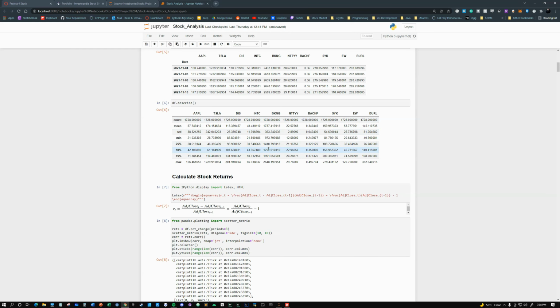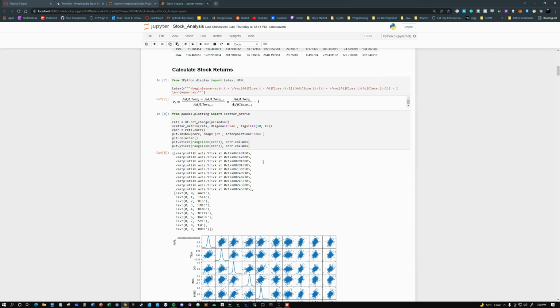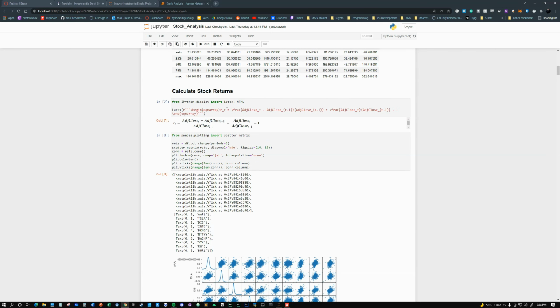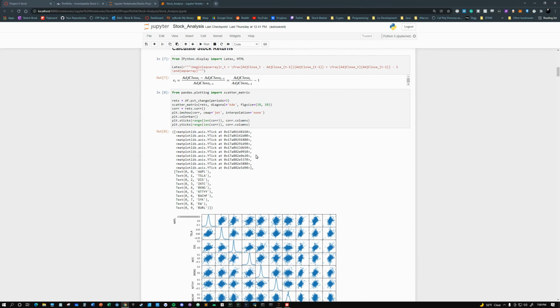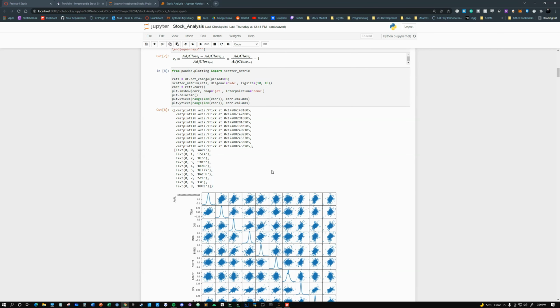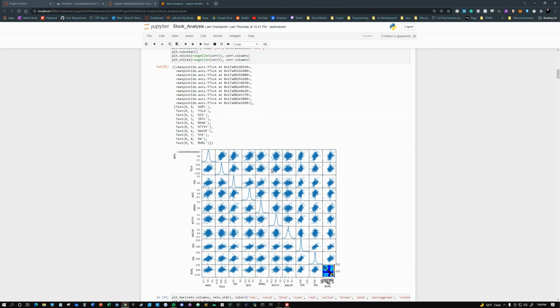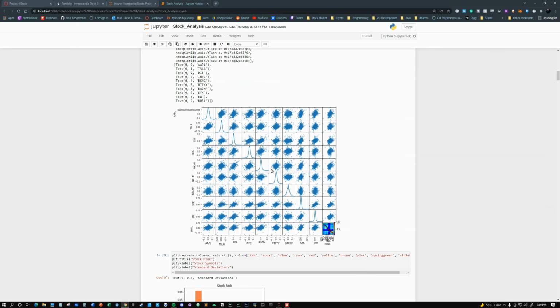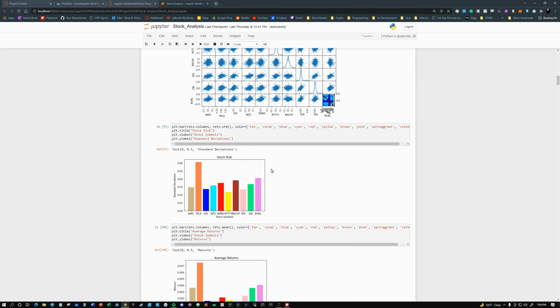Right here we see more in depth using the table describe function. As we scroll down, right here we have the calculate stock returns, which is essentially the return rate formula for the stocks that we chose. This is essentially at the heart of this method for the week. We keep scrolling, and then we have our scatter matrix, which essentially just helps us visualize the data in a simpler, easier to read way.